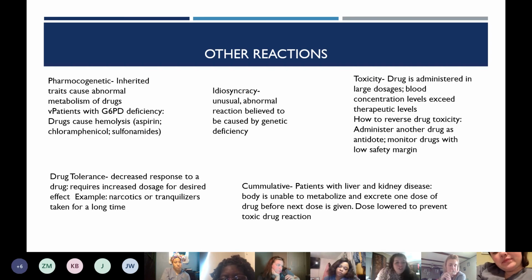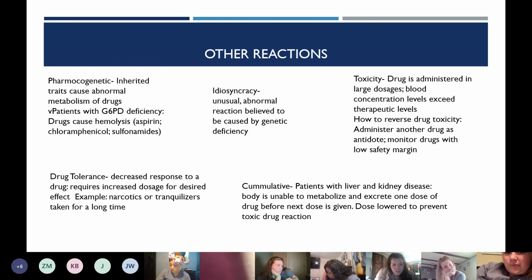We don't talk a lot about pharmacogenetic reactions. They are inherited traits, and they are caused by abnormal metabolism of drugs. They're specifically patients with G6PD deficiencies. So when the body gets these drugs, it basically starts destroying its own blood cells. These reactions are very uncommon, and generally, people know.